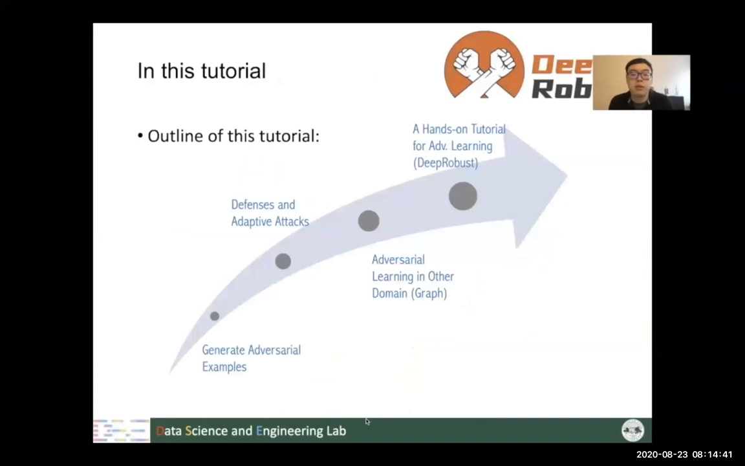So here is the outline of our tutorial. At first, we introduce some basic and traditional attacking algorithms. Next, we will introduce the defense algorithms and their corresponding adaptive attacks, which try to break those defenses. In the third part, we will also introduce some related work in adversarial learning in the graph domain. Finally, we will introduce to our audience a very easy to use platform to do adversarial learning studies in Python. So at first, please welcome Yaxin to give an introduction about the attacking algorithms.